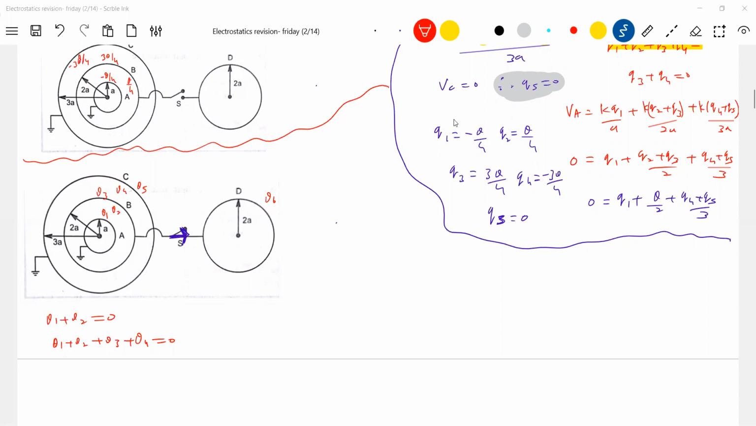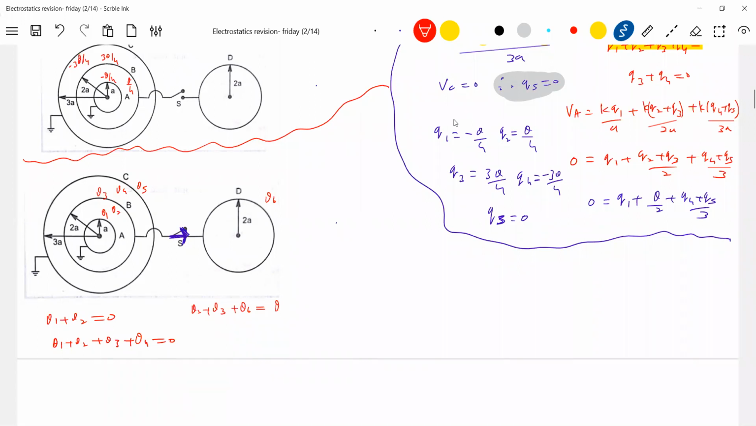Okay, fine. Now you see that we have closed the switch. After closing the switch, by drawing the Gaussian surface in the material of shell B, Q1 plus Q2 is 0. By drawing the Gaussian surface in the material of shell C, Q1 plus Q2 plus Q3 plus Q4 should be equal to 0. After this, the charge of shells B and D should be conserved: Q2 plus Q3 plus Q6 should be equal to Q only.